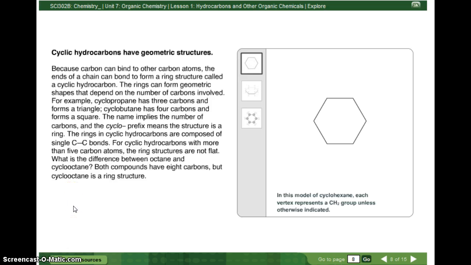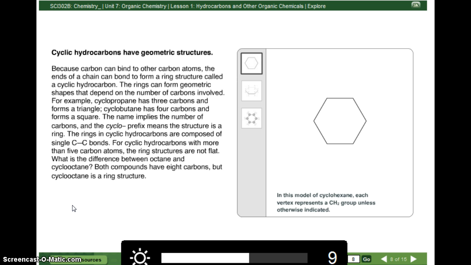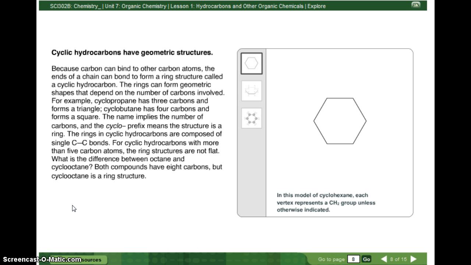Cyclic hydrocarbons have geometric structures. Because carbon can bind to other carbon atoms, the ends of a chain can bond to form a ring structure called a cyclic hydrocarbon. The rings can form geometric shapes that depend on the number of carbons involved. For example, cyclopropane has 3 carbons and forms a triangle. Cyclobutane has 4 carbons and forms a square. The name implies the number of carbons, and the cyclo prefix means the structure is a ring.